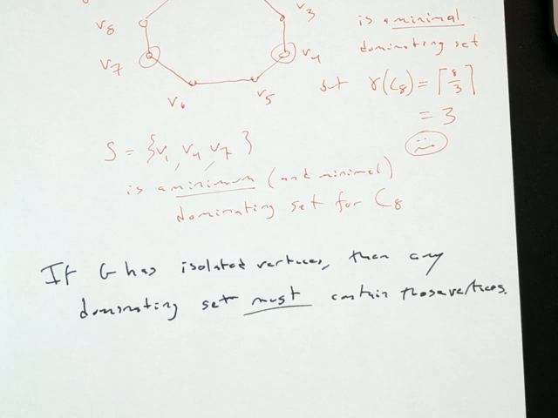So what if I don't have isolated vertices? Then the game gets a little more complicated, right? I've got to figure out what's going on.